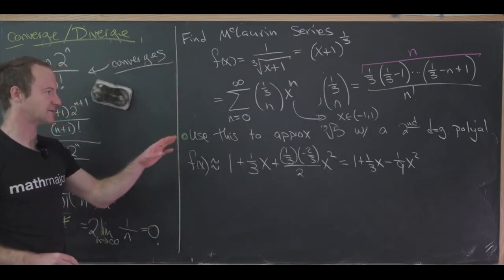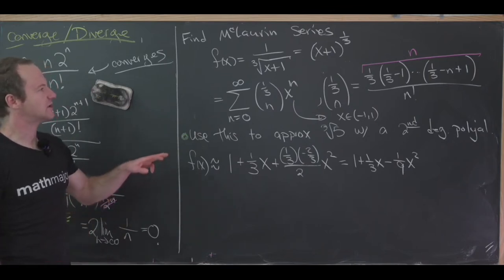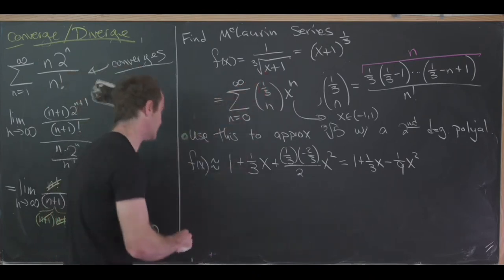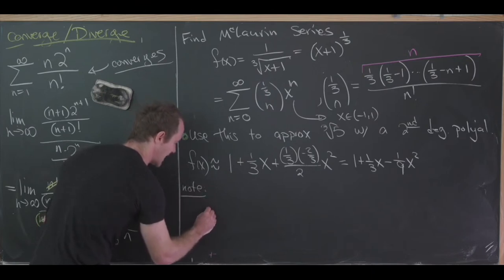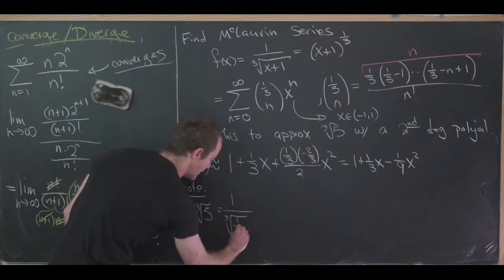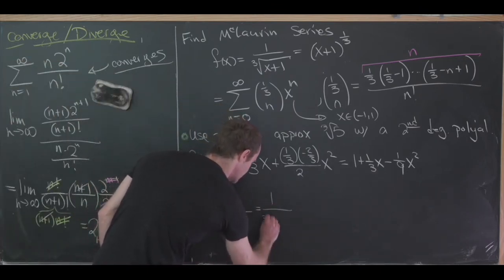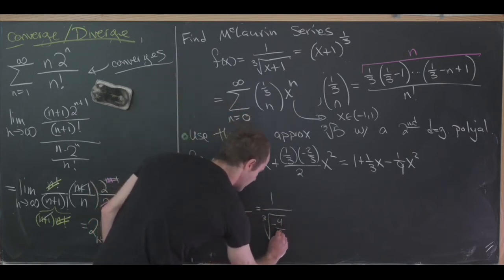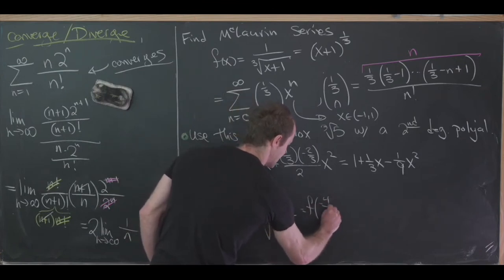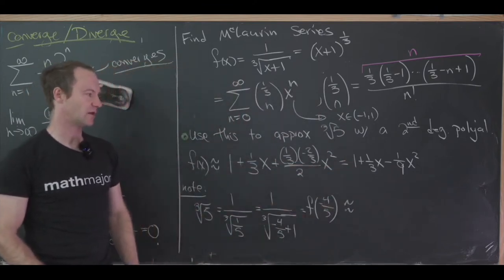And now let's say we want to approximate the cube root of 5. So how could we do that? Well, notice that if we plug in something like -4/5 into f of x, note that the cube root of 5 is the same thing as 1 over the cube root of 1 over 5, by arithmetic, but that's the same thing as 1 over the cube root of -4/5 plus 1, by more arithmetic. That's equal to f evaluated at -4/5, but now that's going to be approximately equal to this second degree polynomial evaluated there.